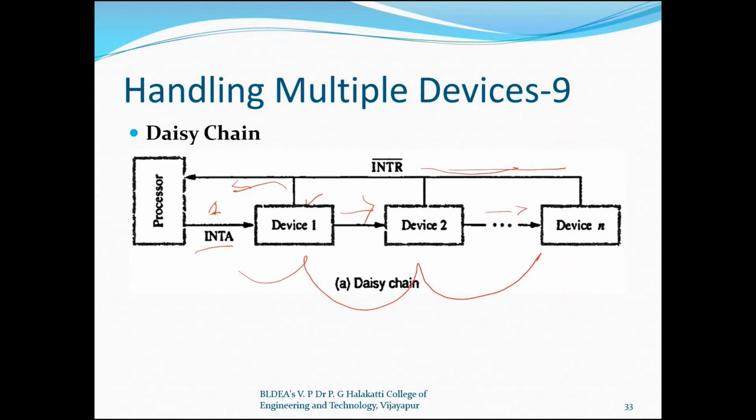Hence, in the daisy chain arrangement, the device that is physically closer to the processor has the highest priority, and this sort of arrangement requires very few lines compared to the one which we studied previously.